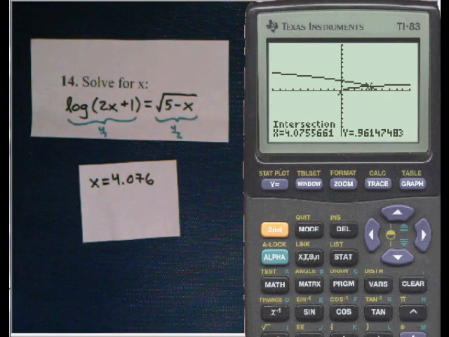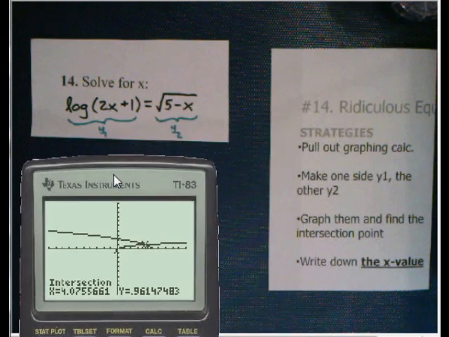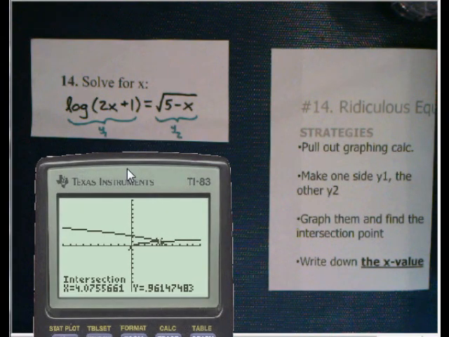And now again, we might have to check for a second solution if there was another point, but as you can kind of see, we've got the shape here completely. We've got the log right there. It's just going to keep going bigger that way. The radical's done right there. So in fact, looks like we found our answer. X equals 4.076. So again, all we did was we made the calculator do the work for us.